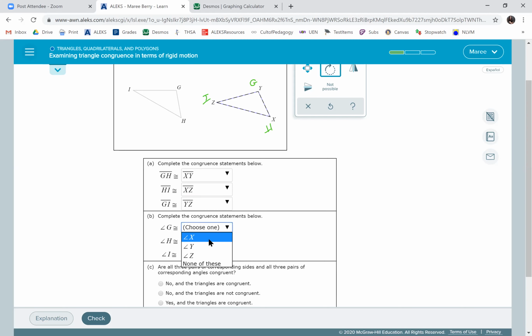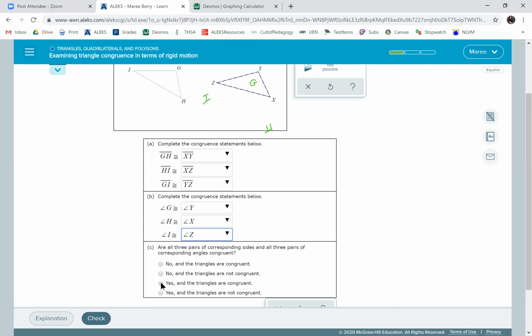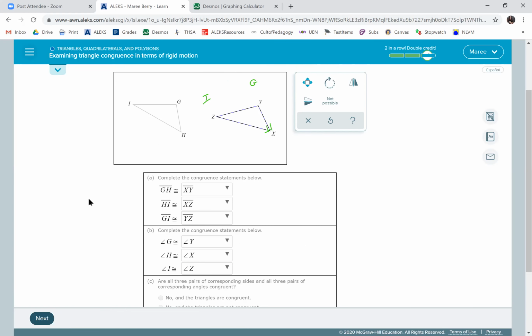Angle G is with Y. Angle H is with X. And angle I is with Z. Yes, the triangles are congruent. Okay, that's the end of the lesson.